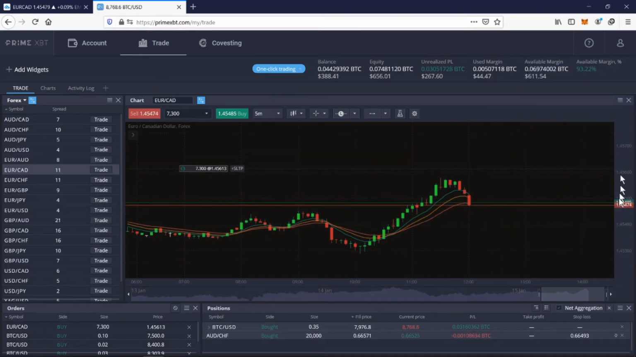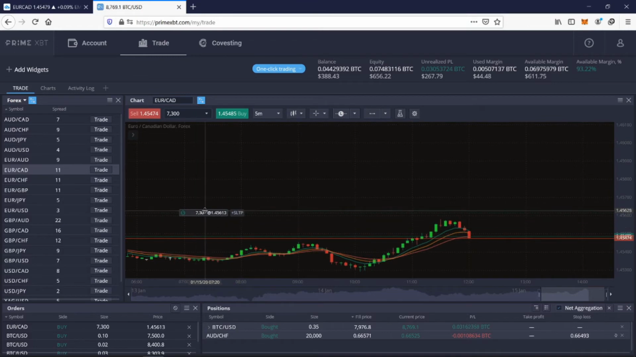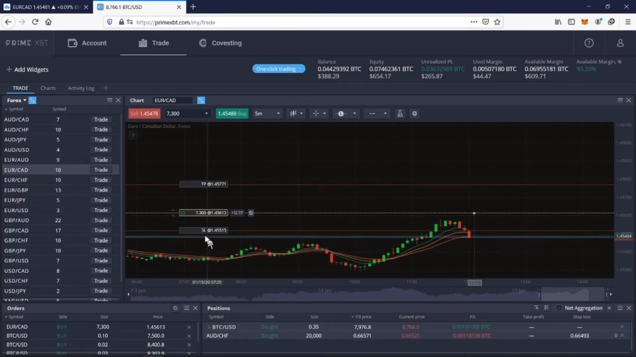Alright. So now, if I click on my order, I can see my stop loss is placed, my take profit is placed, and I'll wait. Just need to wait to see if that order does fulfill.